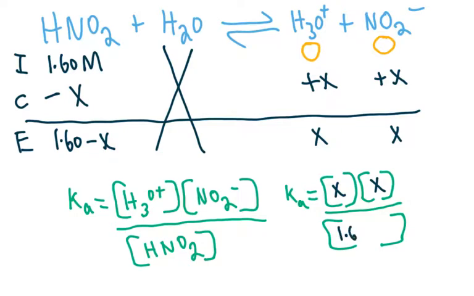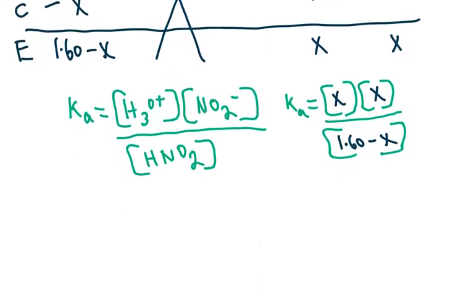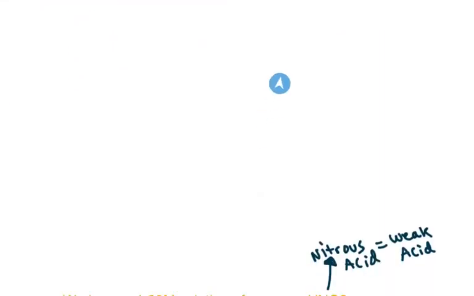So 1.6 minus x. Now, this doesn't really get us anywhere because we still can't solve for x. So again, remember that the question asks, let's scroll down to the question.